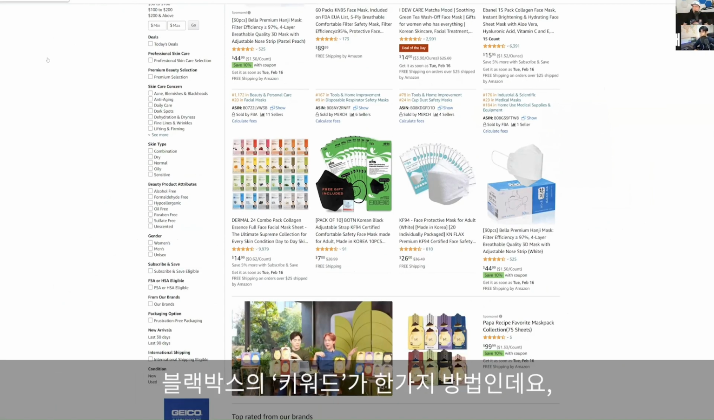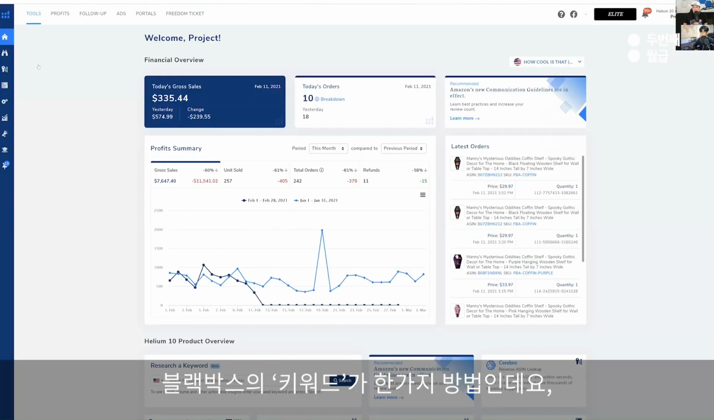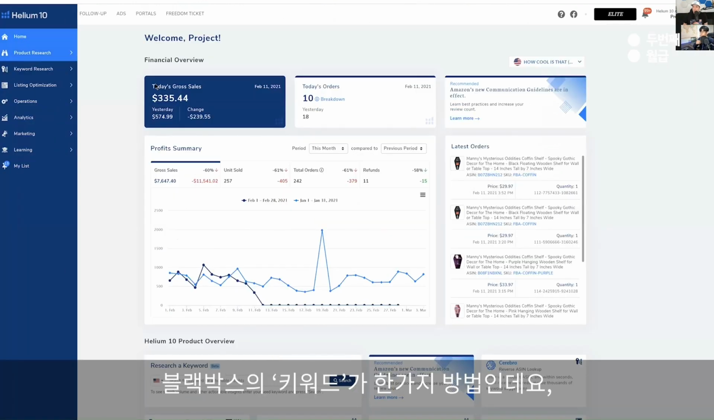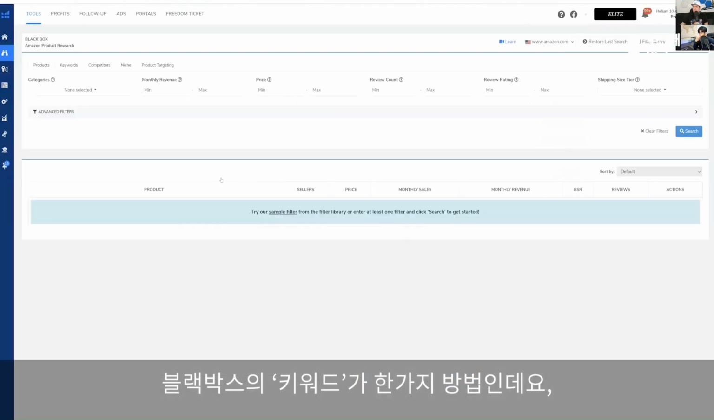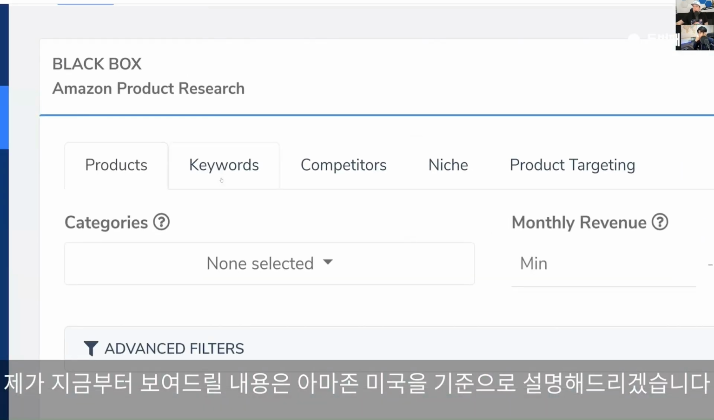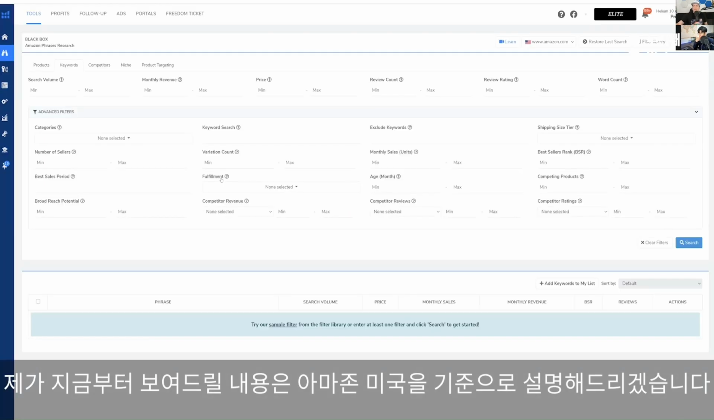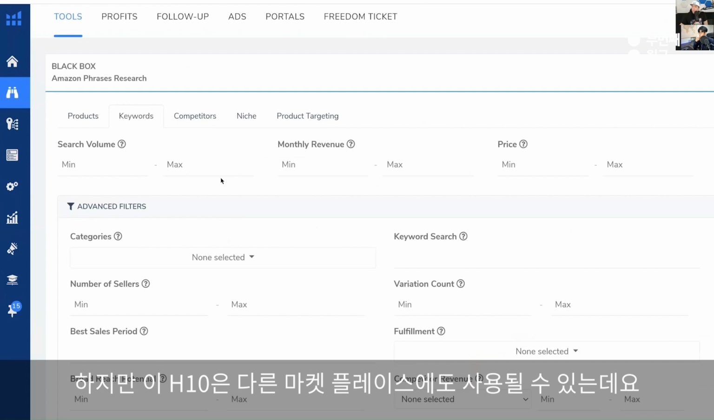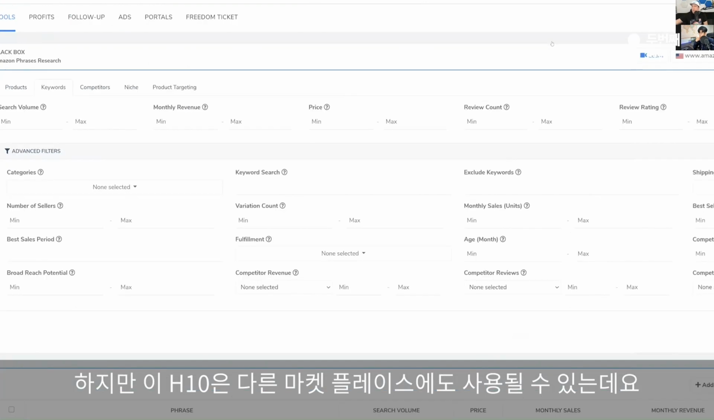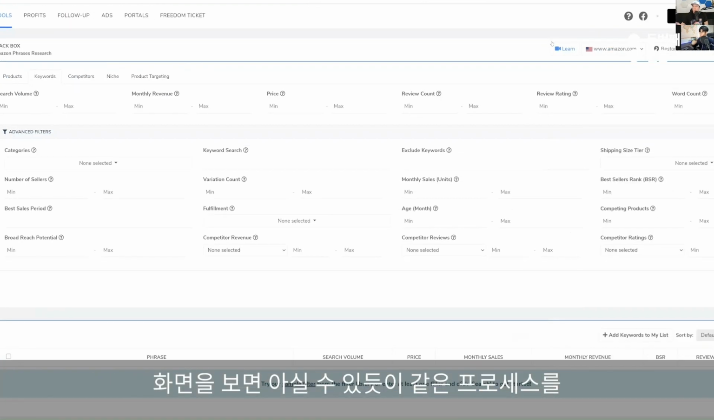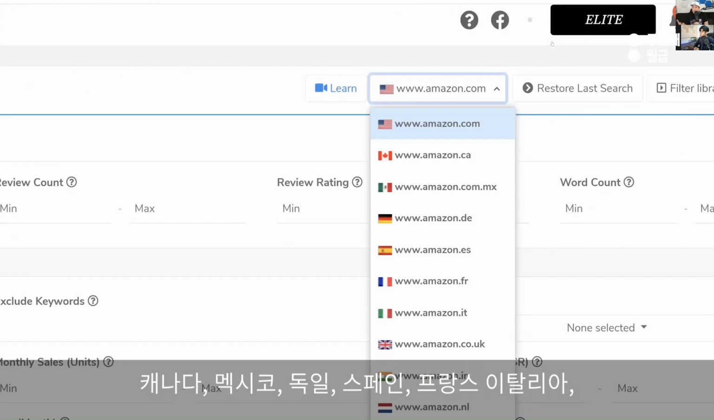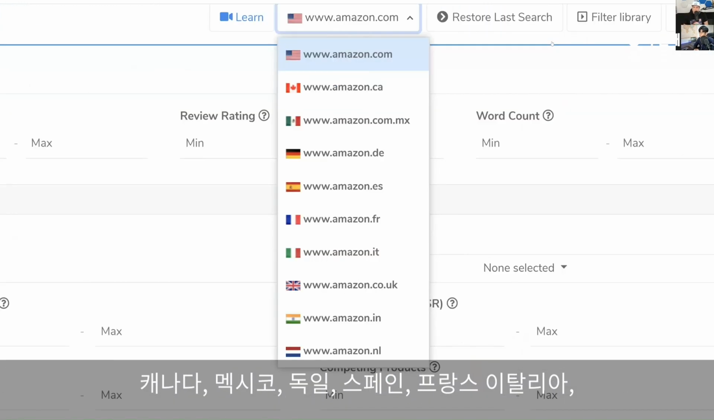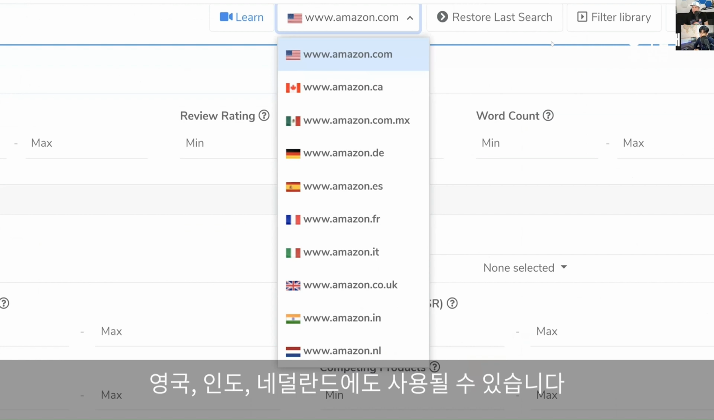And so one example is we can use Black Box, and specifically the Black Box for keywords. Now, one thing to keep in mind today, I'm going to be showing everybody based on Amazon USA, but this tool works in a lot of other marketplaces. We see here, I could do the same thing in Canada, Mexico, Germany, Spain, France, Italy, UK, India, and Netherlands.